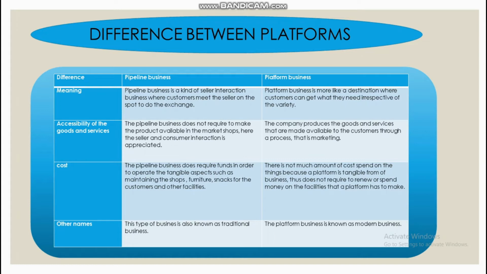Another basis that makes a difference between both of the businesses is the cost. The pipeline business does require funds in order to operate the tangible aspects such as maintaining the shops. When we think about pipeline businesses, we have a shop, then we need furniture, we need complete storage where we can display our products and save our stock, the reception counter and the changing rooms, and we have to maintain them throughout their life. So there is a lot of cost involved in that. However, it doesn't happen in the platform business. You just do every process, every step online, and you don't need to maintain any of these things in an online business.